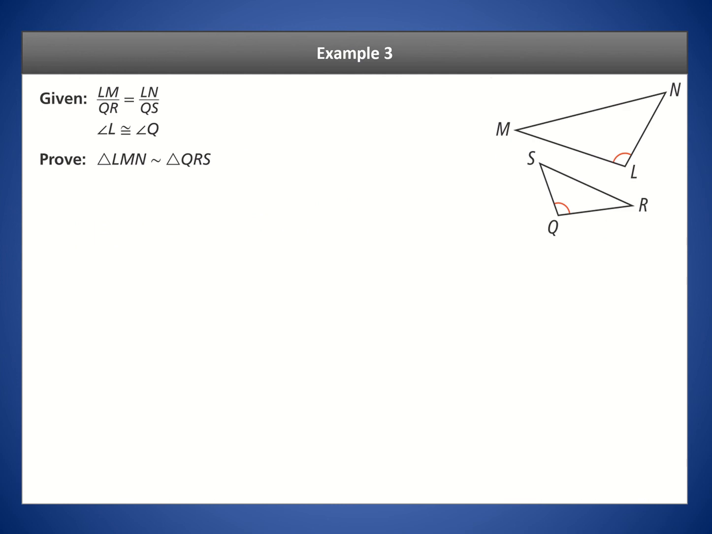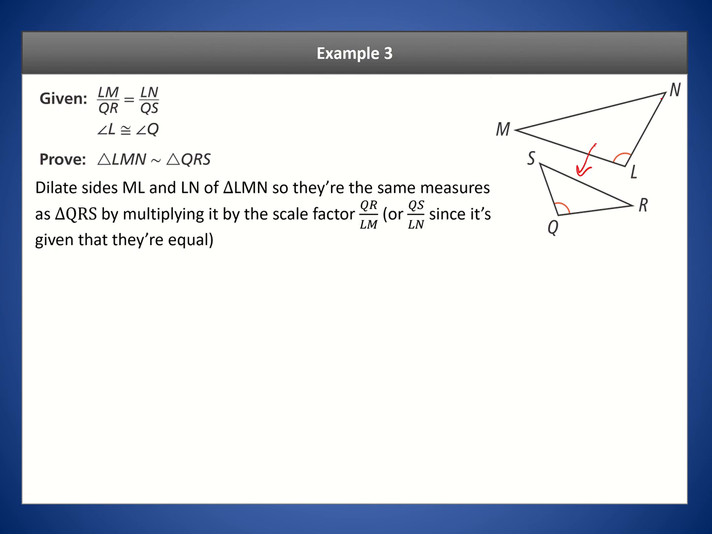Let's prove this. So this time we're going from triangle LMN to triangle QRS. And so that means we're going to shrink this triangle. We're going to go from here to here. So if I want to shrink the triangle, I'm going to multiply by the scale factor. So for example, if this were 3 and this were 6, then the scale factor will be 3 divided by 6, or 1/2, since we're going from pre-image to image here. And so I would have to reduce it by 1/2.